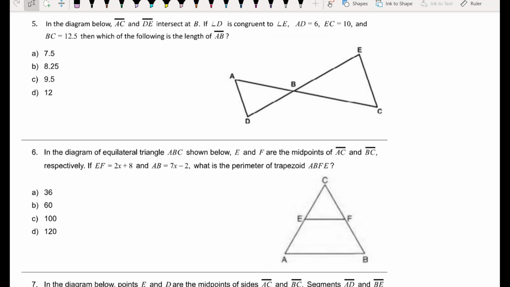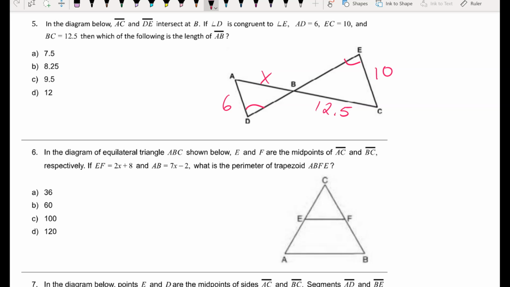Number 5. In the diagram below, segments AC and DE intersect at B. If angle D is congruent to angle E, AD is equal to 6 and ED is equal to 10 and BC is 12.5, then what is the length of AB?